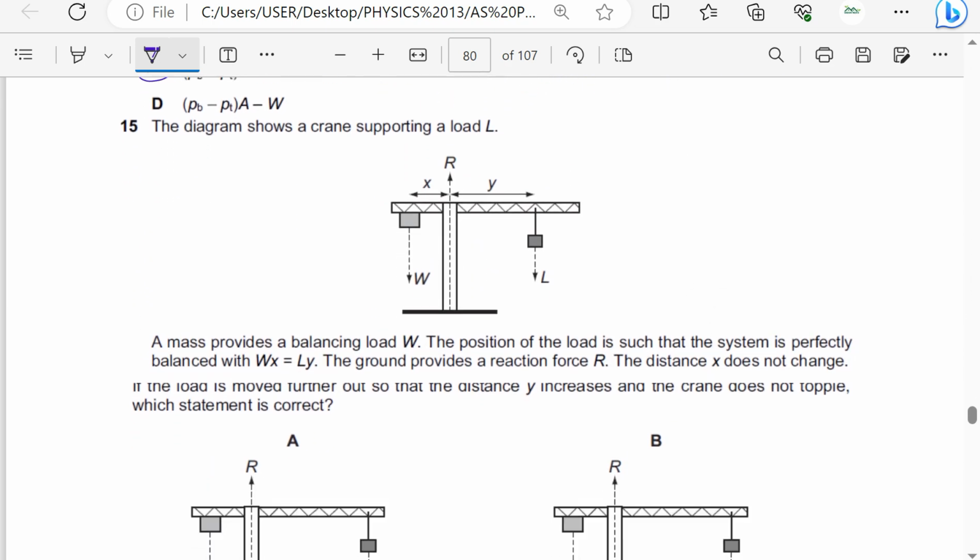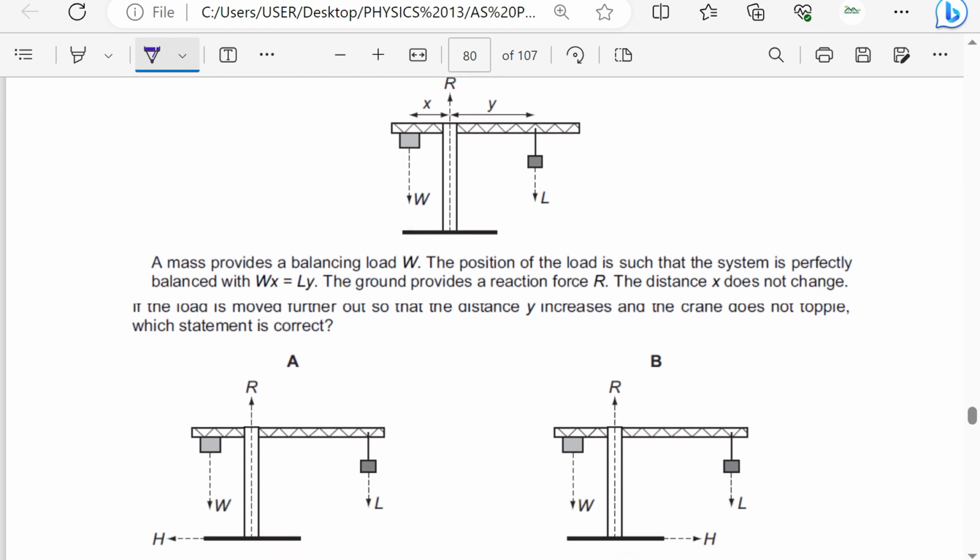And lastly, for this part, the diagram shows a crane supporting a load L. A mass provides a balancing load W. The position of the load is such that the system is perfectly balanced with Wx equals Ly. The ground provides a reaction force R. Of course, for it, we have no moment along that point. The distance x does not change. X is constant. If the load is moved further out so that the distance y increases and the crane does not topple, which statement is correct?